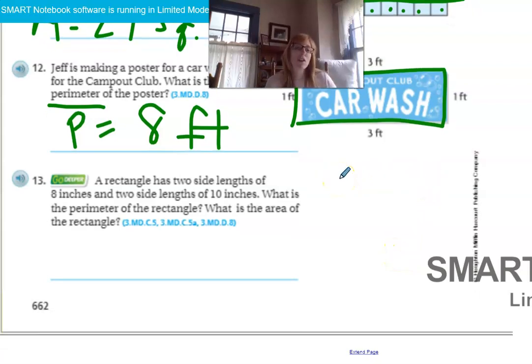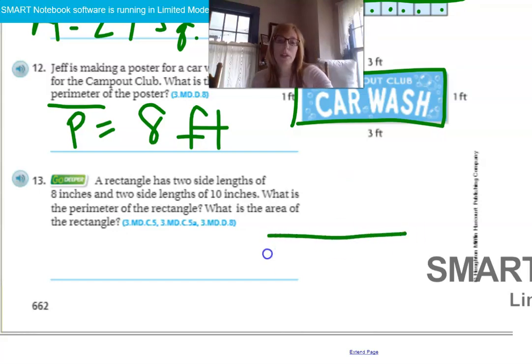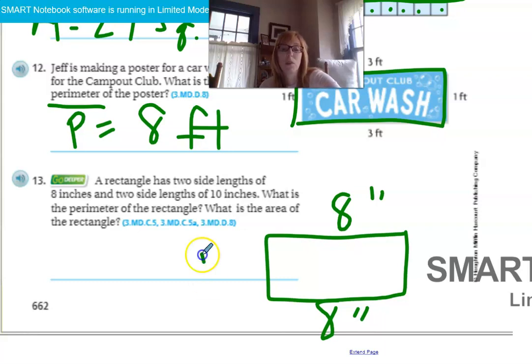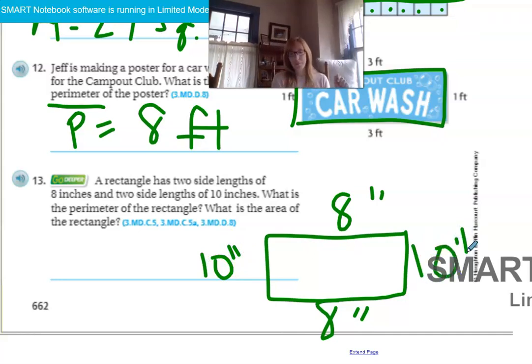All right. Number 13, a rectangle has 2 side lengths of 8 inches. So we're going to draw our rectangle. And we have 2 side lengths of 8 inches. And since it's a rectangle, we know that both sides are the same. Now let me ask you something. And then the other two are 10 inches. Let me ask you, look at that. What do you notice is wrong with my picture?